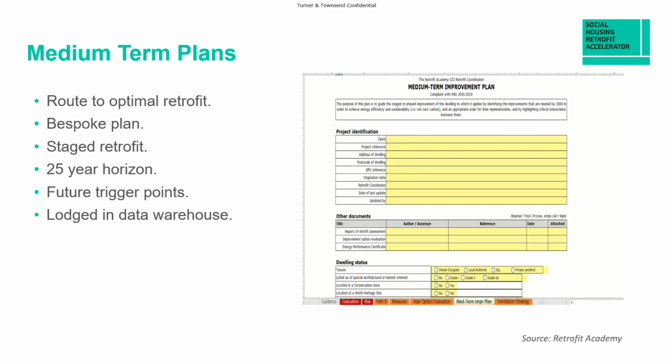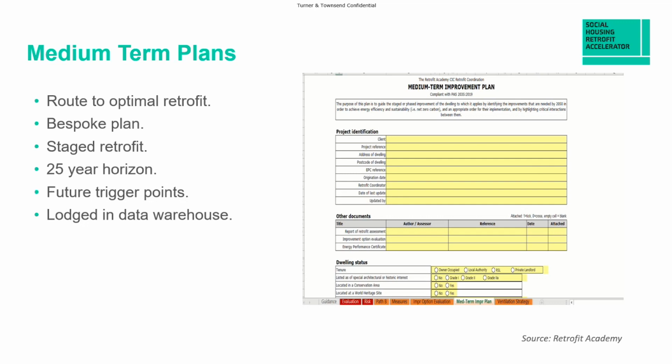So we move on to this one. And this is this medium-term plan that I talked about. So this is your route to optimal retrofit. This is the route to net zero, or the route to how you can do, let's say, the best retrofit you can ever do on that property. But it's a 25-year horizon. So we're not going to propose that we necessarily do everything in one go, although we might choose to, particularly if it's very easy to get to that very high EPC rating and achieve everything we can quite quickly.